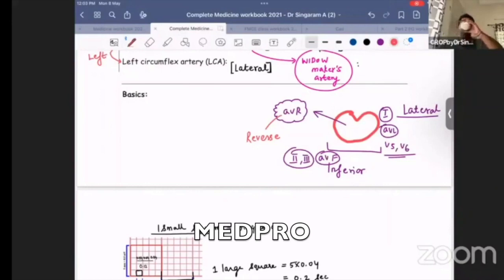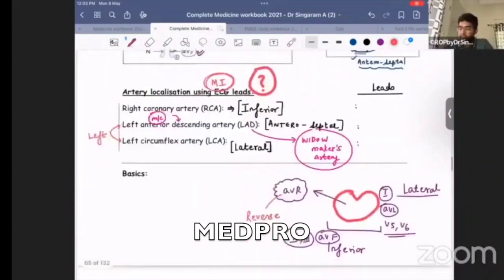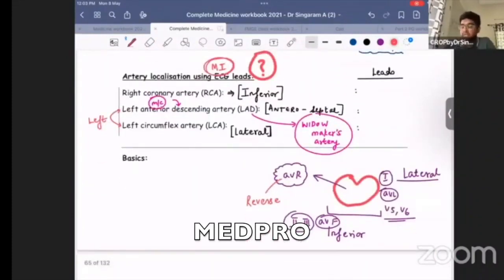So that is why for our categorization purpose, we will never look at the AVR lead findings. We will concentrate on all the other leads. So now you can tell me quickly about different areas which are going to be affected. What are the ones which are going to be in our right coronary artery? See, right coronary artery means inferior. Inferior means what did I tell you?